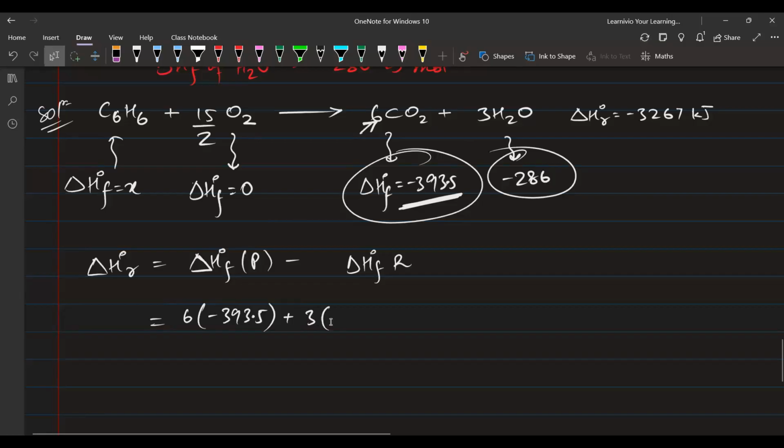How many water? 3. And for each water how much? Minus 286. Then minus, only we have X here. Okay, and the enthalpy of the complete reaction is minus 3267.